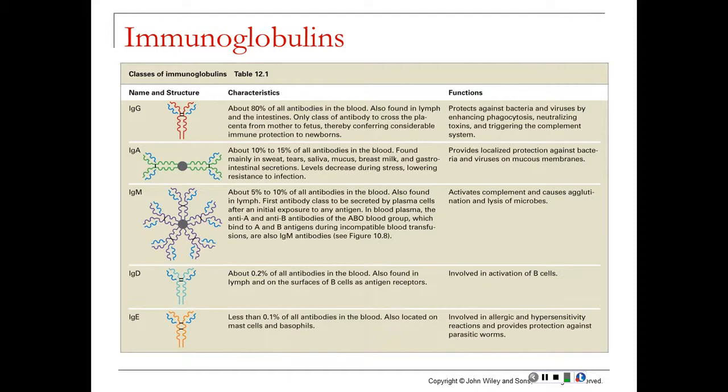There's also IgM. IgM is the first class that's going to be secreted after initial exposure to an antigen. In the blood plasma, the anti-A and anti-B antibodies in that ABO blood group are going to bind to A and B antigens to stimulate the IgM antibodies. IgD are found in the lymph as well as on the surface of B cells as antigen receptors. These are involved in activating B cells. And IgE is a smaller percentage. These are located on mast cells and basophils. These are involved in allergic and hypersensitivity reactions. These also help to provide protection against parasitic worms.